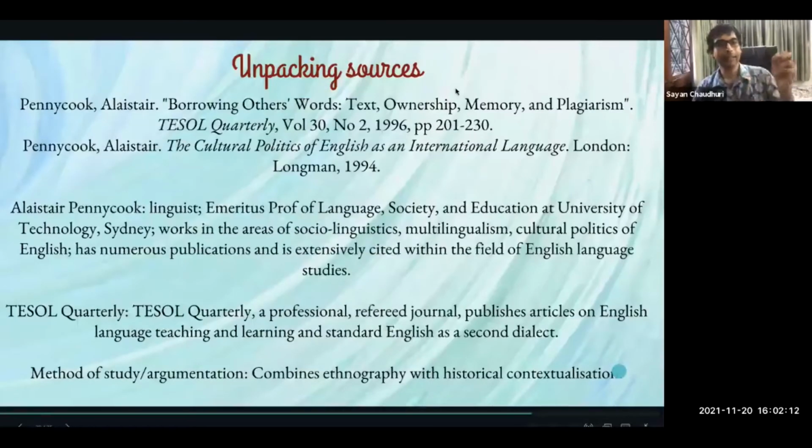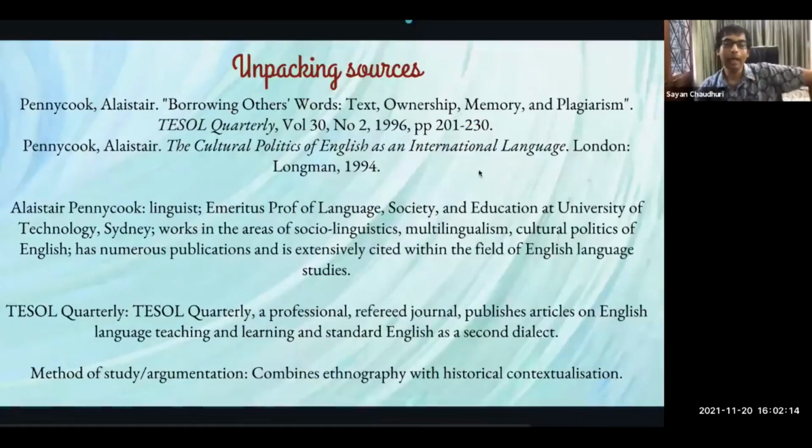Now let's move to the next part, which is unpacking sources. Now, what does this mean? This means that any source that you use is published within a certain journal, let's say, or a certain publication. And here we're only talking about published sources. There are also sources that may be interviews and so on. But when you have a published source, how do you try to think of its relevance and reliability? Now, one of the ways you do it is by first putting it down, right?